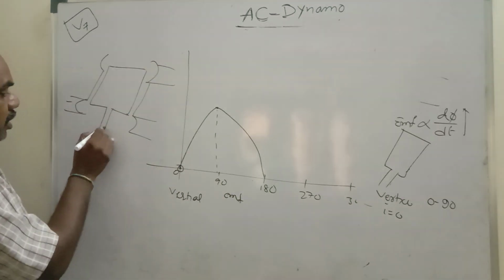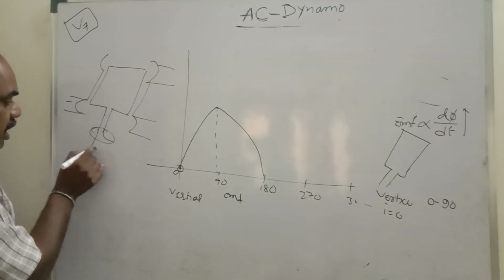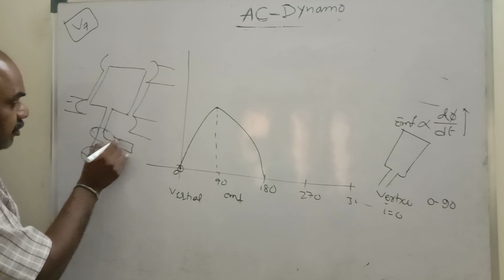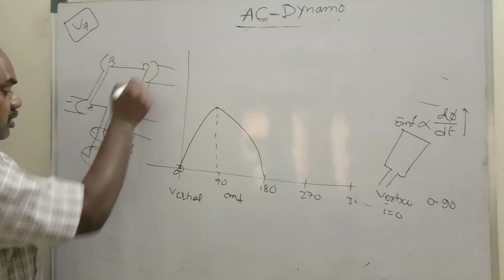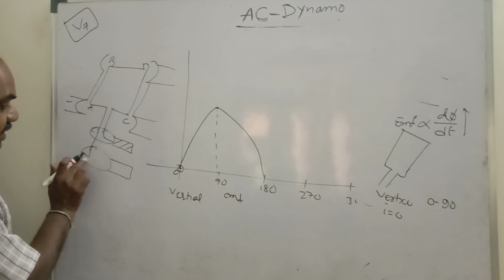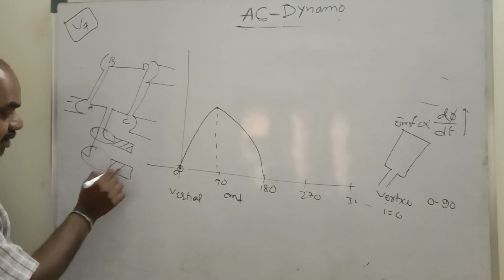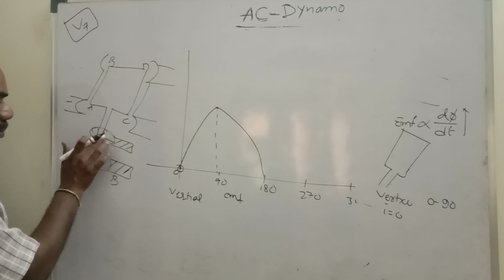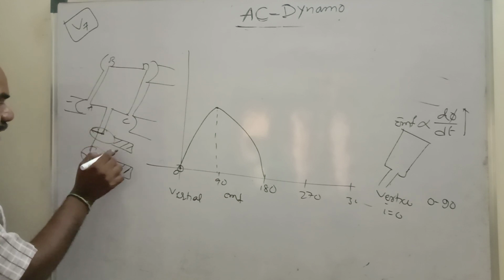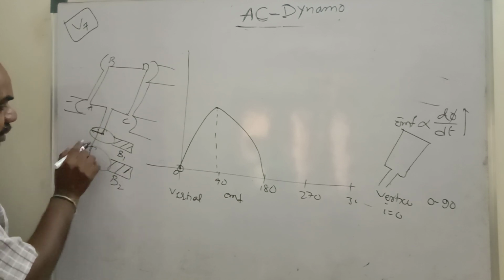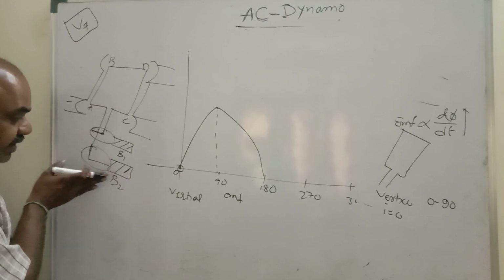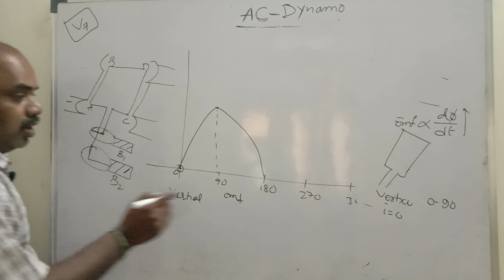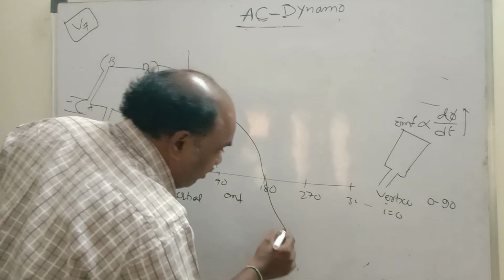One rough diagram. Now the first half rotation is completed. In the next half rotation, what will happen? It is completely altered. AB comes to this side, CD comes to this side. Then this terminal comes in contact with this carbon brush. This will not be in contact with B1, so automatically the current direction alters. Now the current will enter B1 and leave from B2. So the current will be in reverse mode.